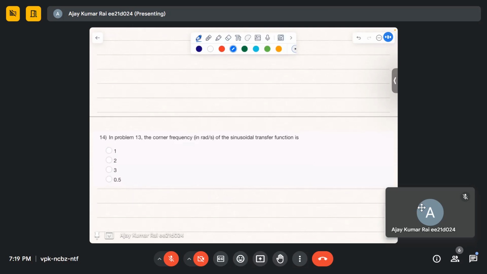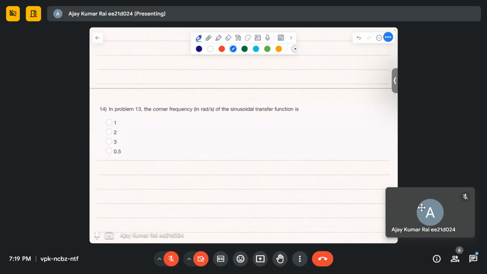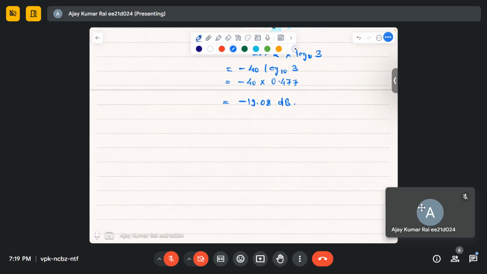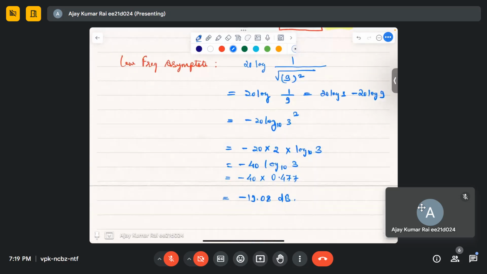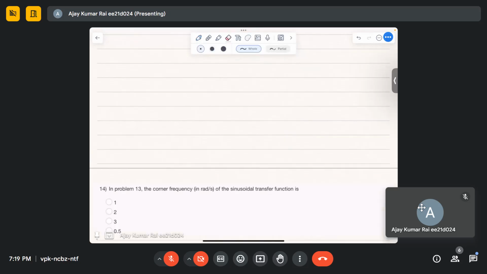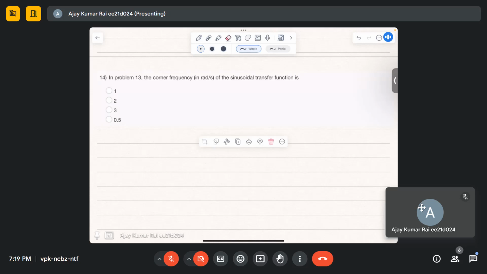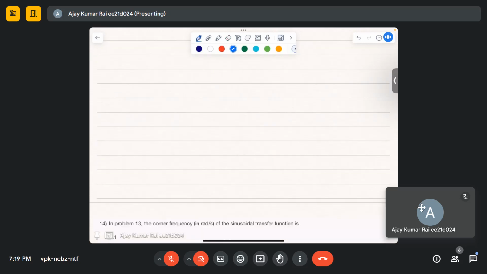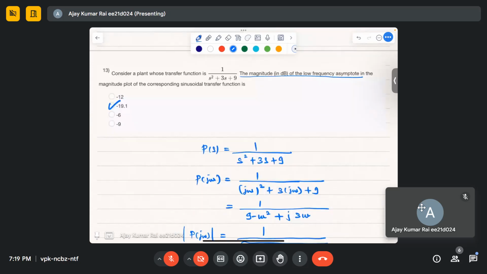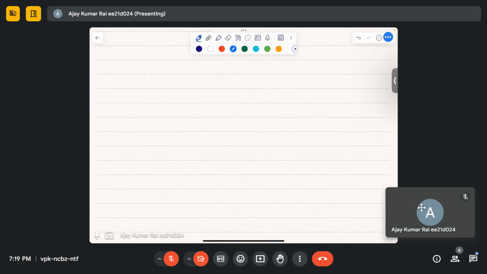Problem 13, the corner frequency of the sinusoidal transfer function. So also, we can directly find it out. This is the transfer function, and first I'll show you how we can directly find it out. So 1 by s square plus 3s plus 9.